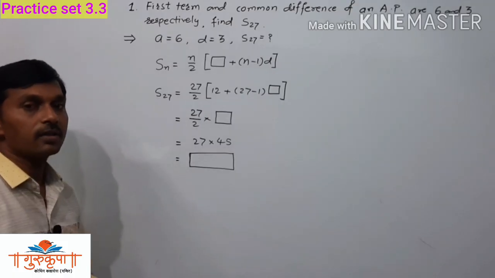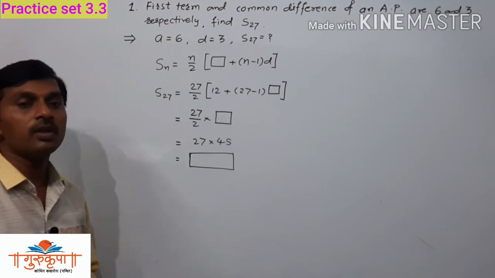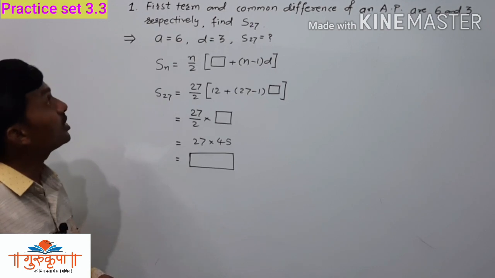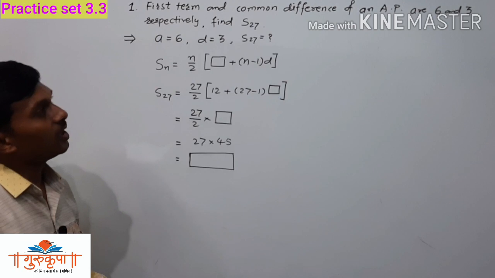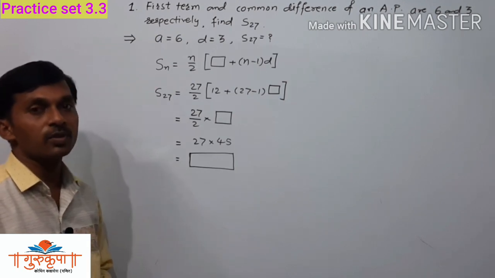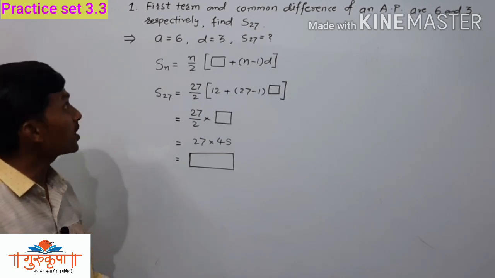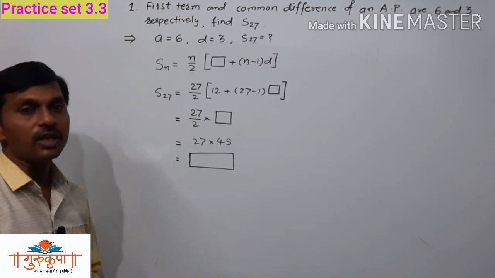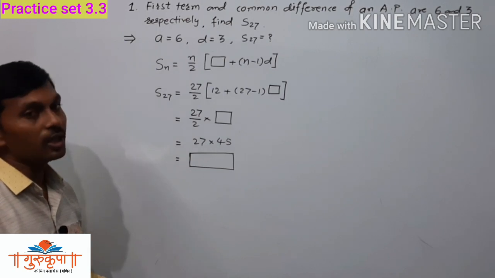Practice set 3.3. First question, first example, which is an activity. The question is, first term and common difference of an AP are 6 and 3 respectively. 6 is the first term of the given AP and common difference of the AP is 3, and we have to find S27, that is sum of the first 27 terms of the AP.